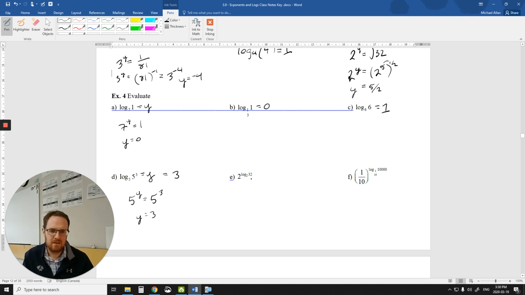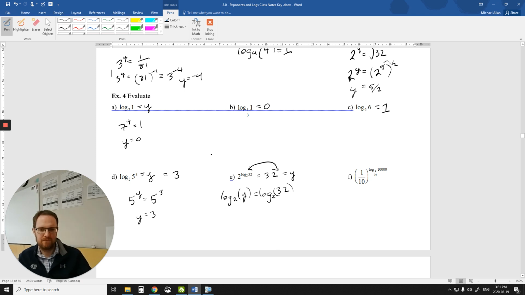This one here, I think it's going to be 32 based on one of the rules at the very top of the page. But let's double check. If I make this whole thing equal to y, rather than saying equal to 32, let's change it into log form. So it's going to be log base 2 of y. I'm going to switch these two sides and drop this exponent down: log base 2 of 32.